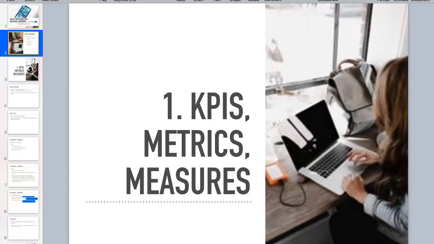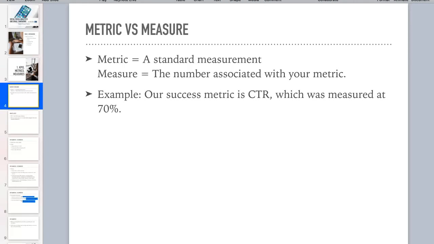So let's jump into KPIs, metrics, and measures and what's the difference between these three things. A metric is a standard of measurement, and the measure is the number associated with your metric. So what does that mean in an example? That means that a centimeter would be a metric, but 25 centimeters would be a measure.